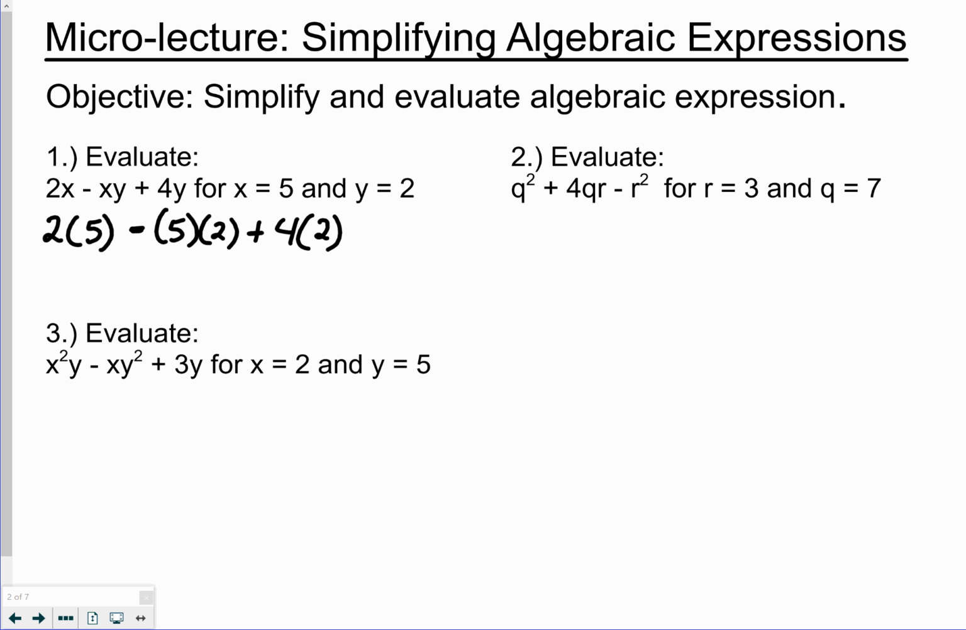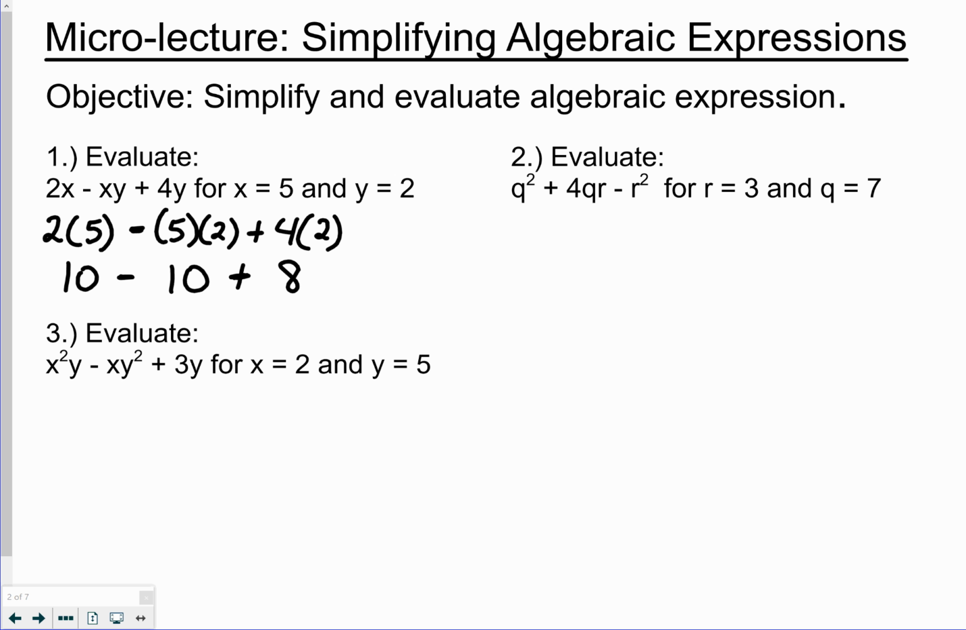Now we have 3 instances of multiplication. We have 2 times 5, which is 10. Minus 5 times 2, also 10. Commutative property, what up? Plus 8.